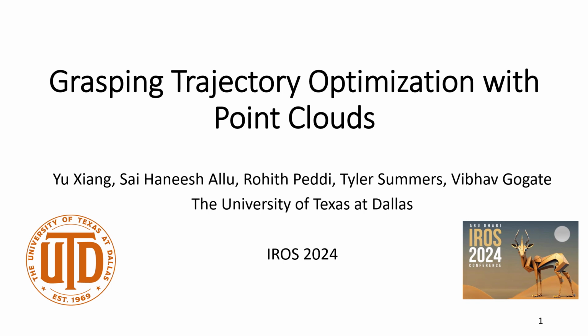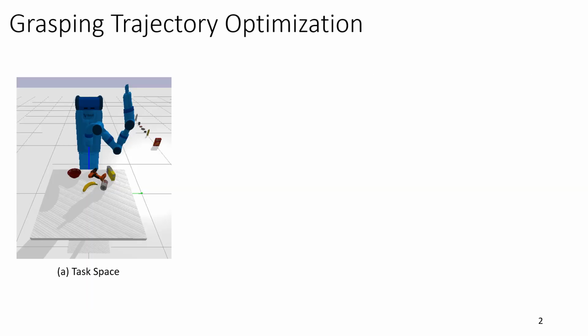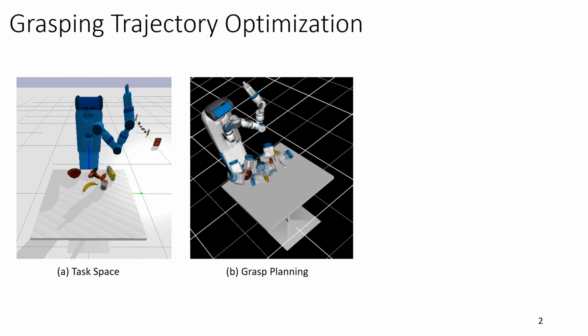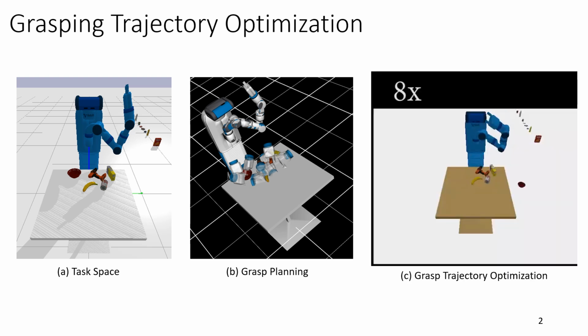We present grasping trajectory optimization with point clouds. In this work, we consider the following setup. A robot is facing a set of objects in its task space. First, we assume that there's a grasp planning algorithm that can generate grasps of these objects. Our goal is to generate trajectories for the robots to pick up these objects.